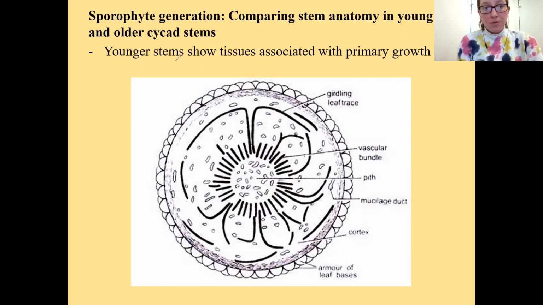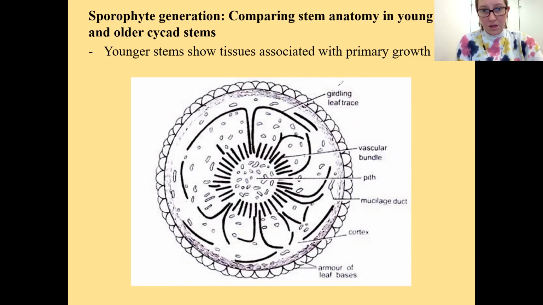Right, but so here, younger stems show tissues associated with primary growth, right? Well, yeah, we see pith, we see cortex, right? We see vascular bundles that have the primary xylem and primary phloem. So those are things of primary growth. Don't worry, we're going to talk about this a lot going forward, so don't feel overwhelmed today.